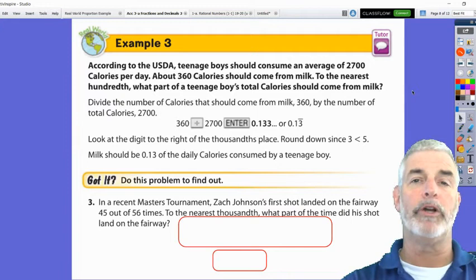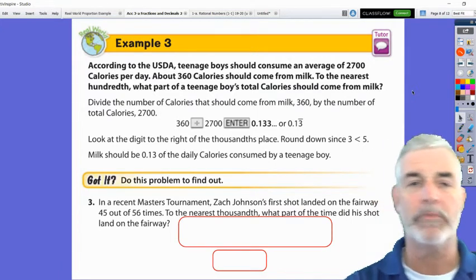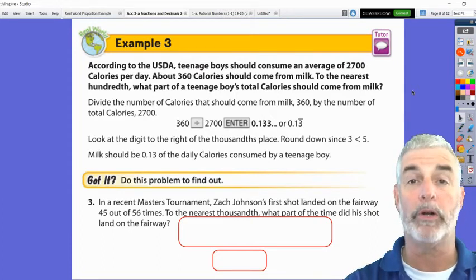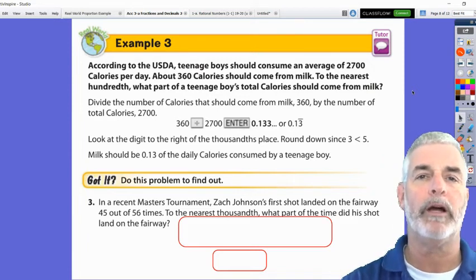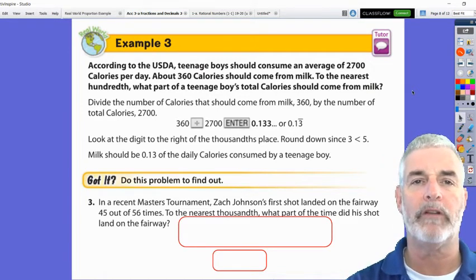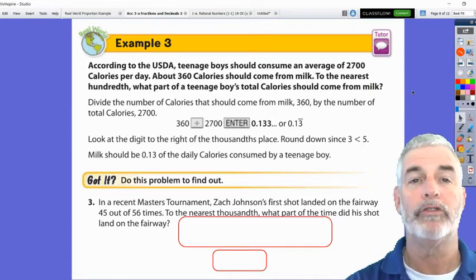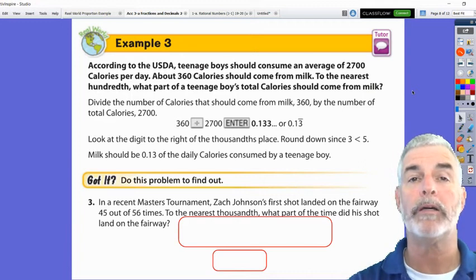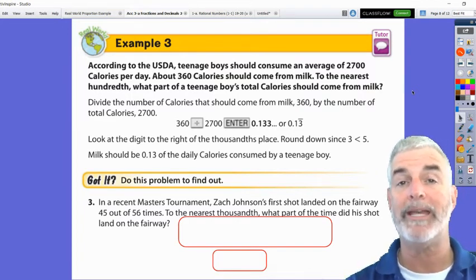So a couple of real-world example things. We use real-world fraction to decimal conversions all the time. You probably hear them every day if you're a sports fan, especially. Here's an example. A teenage boy is supposed to consume 2,700 calories every day. 360 of them should come from milk. To the nearest hundredth, so that's rounding instructions, what part of the teenage boy's total calories should come from milk?